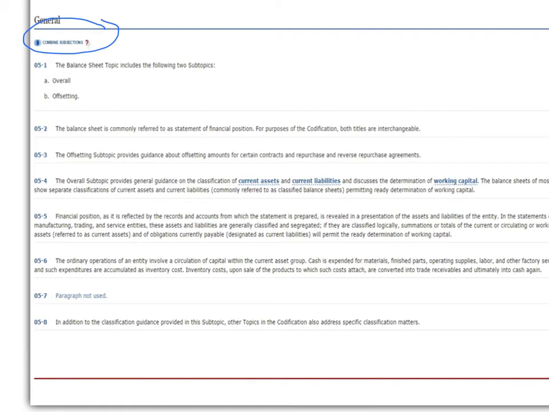subsections option. I find when I combine subsections, it's easier to scan through the standard than to click on each individual topic. So I see what a balance sheet is, about offsetting. Well, this isn't an offsetting. And then I see the overall subtopic provides general guidance on the classification of current assets and current liabilities, and discusses, well, I'm not worried about determining working capital, but it is something that I am interested in. So I clicked on the current asset button, which refers me to the glossary.